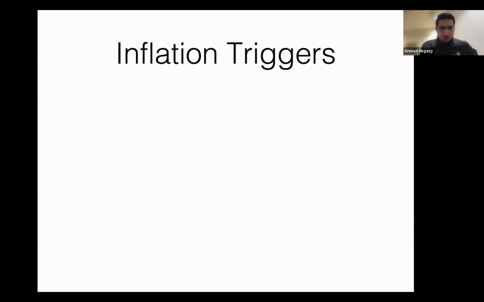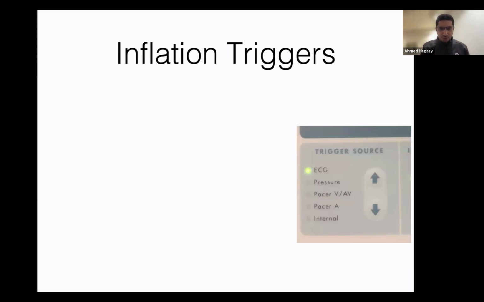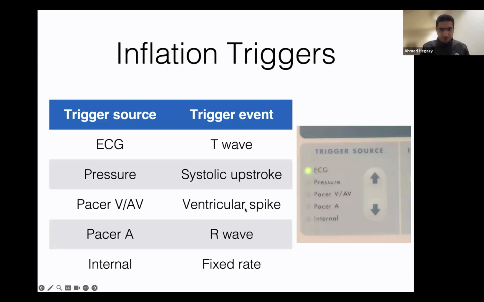So what are the inflation triggers that you can use for a balloon pump? How does the balloon pump know that it needs to inflate? There are 5 different triggers that you can set the machine to. ECG tends to be the most common trigger that we use, but it could also be set to trigger with pressure. As soon as it detects the diastolic downstroke, it means that's the onset of diastole. That's when it inflates. You can also set it to be triggered by the ventricular spike in cases of VVI pacing. You can also set it to be triggered by the R wave if you're only pacing the atrium. And you can set it to internal, which is just a fixed rate.